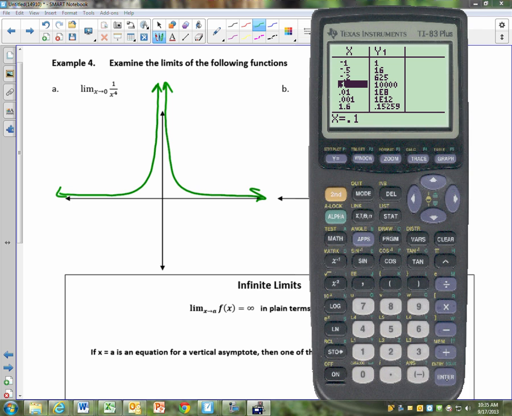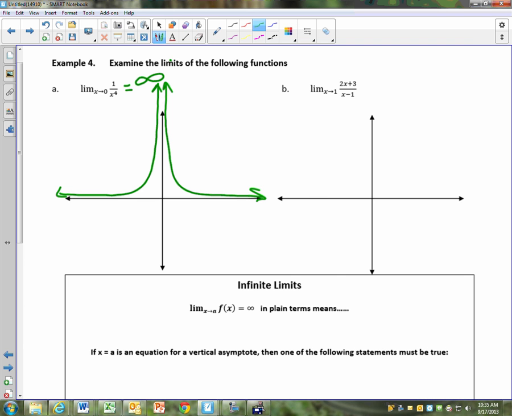So can somebody tell me when I plug in negative 0.01 and I get really close, what is this 1e8? 1 times 10 to the 8th power. So what kind of number is that? It's really, really, really large. So what do you think as x approaches 0, what do you think the limit's approaching? Very good. The limit does exist. They are both approaching infinity.